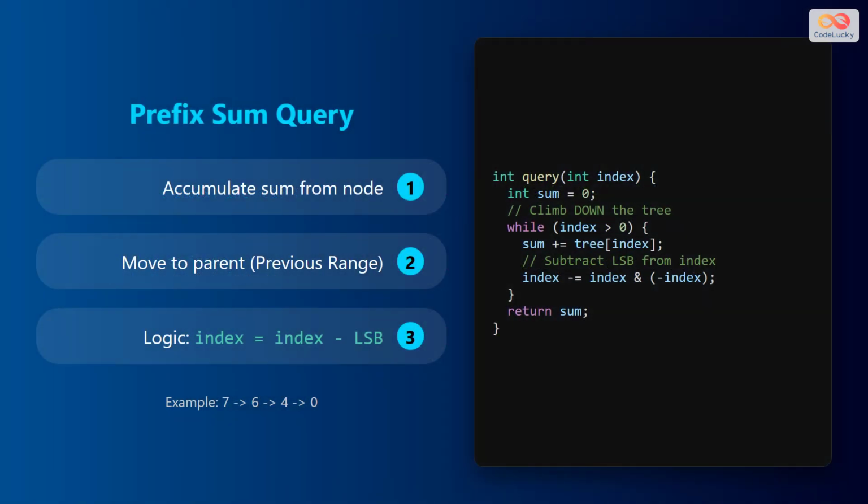To get a prefix sum, we do the reverse. We start at our query index and move down the tree, accumulating the partial sums stored at each node. We move down by repeatedly subtracting the least significant bit from our index until we reach 0.